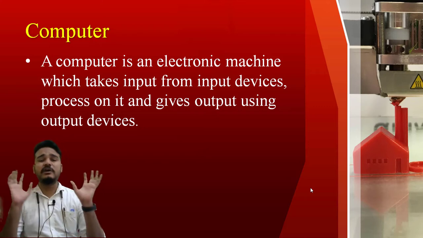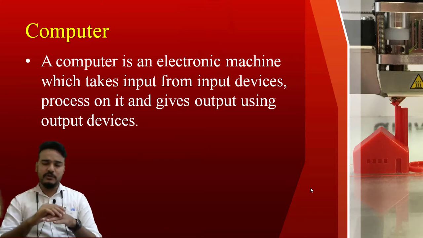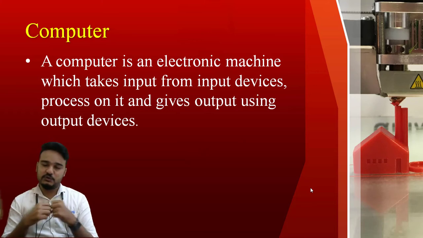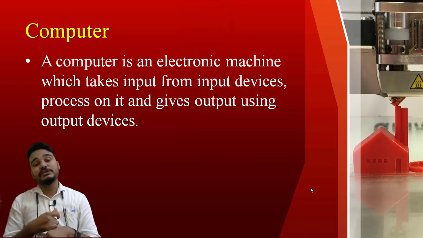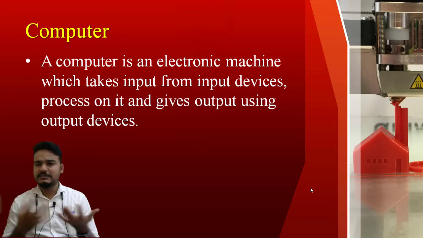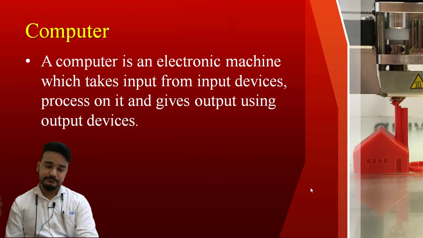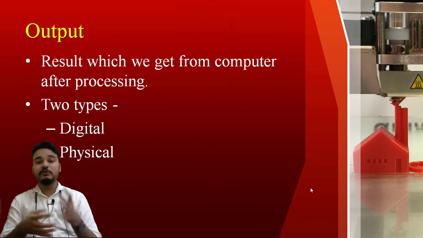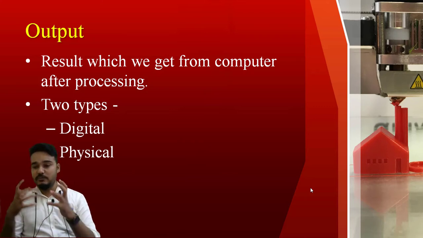So before starting 3D printing and all that, we'll start with the basic things. From all those basic things, like सबसे पहले क्या है, what is computer? So what is computer? Computer is an electronic machine which takes input from input devices, process on it and gives you an output, right? Simple definition, everyone knows it, you have already learnt it in your previous classes. So output means, whatever the result our computer produces, that will be given to you in the form of output.